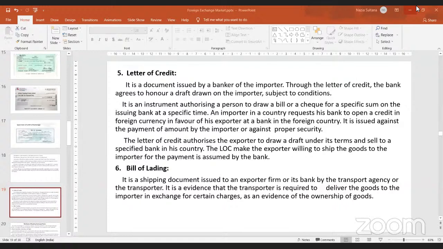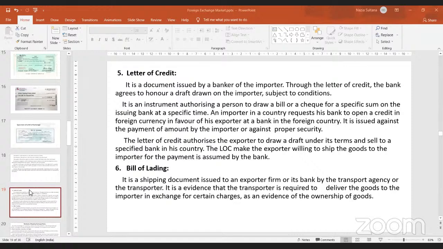So, for example, I am getting French perfumes from France. So when I am getting perfumes from there, now how does this shipping company know that I am the person who has to take delivery? So therefore, bill of lading will give you entitlement towards the ownership of those goods.